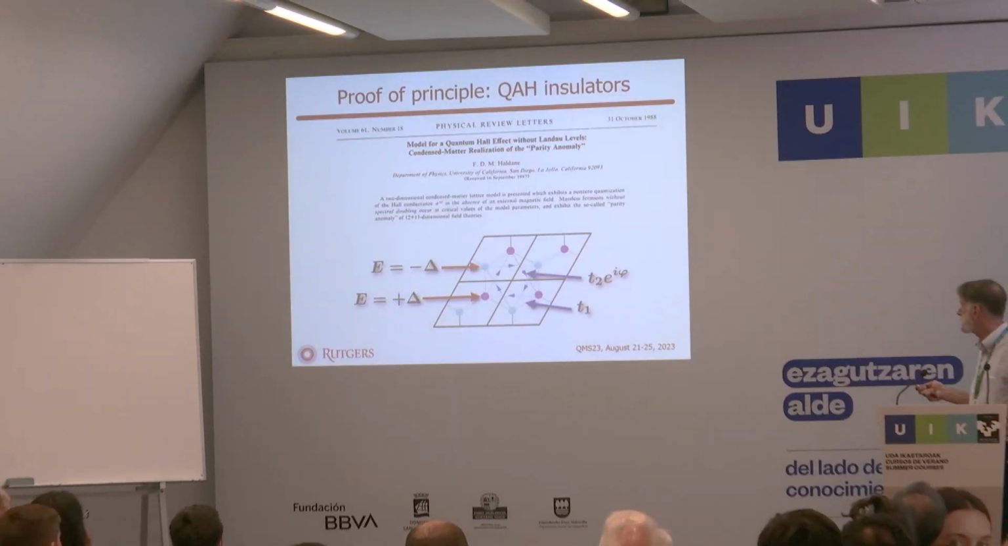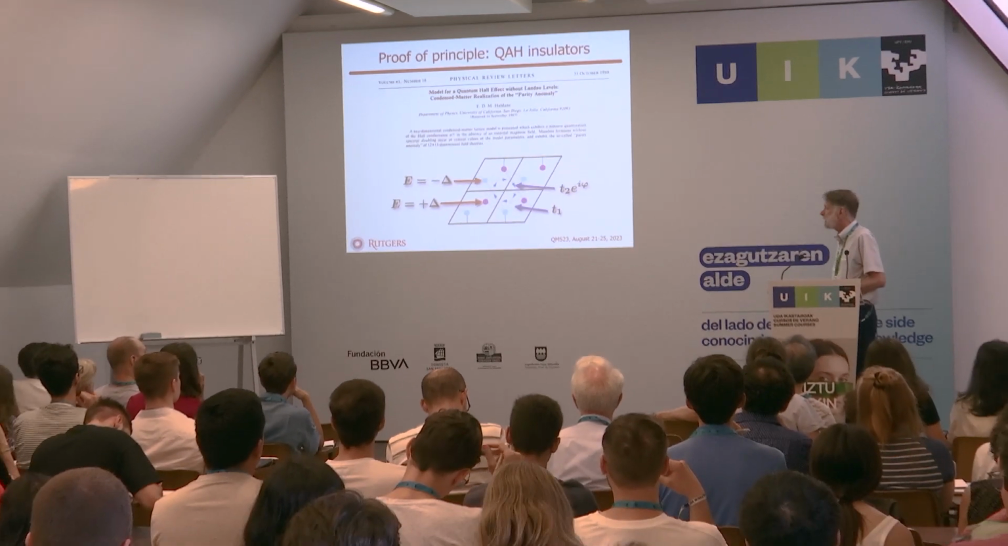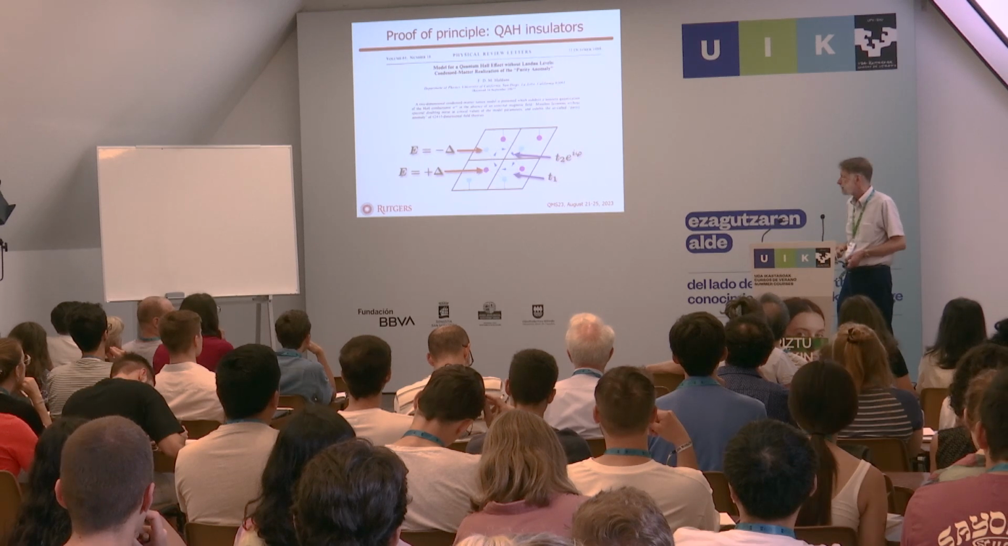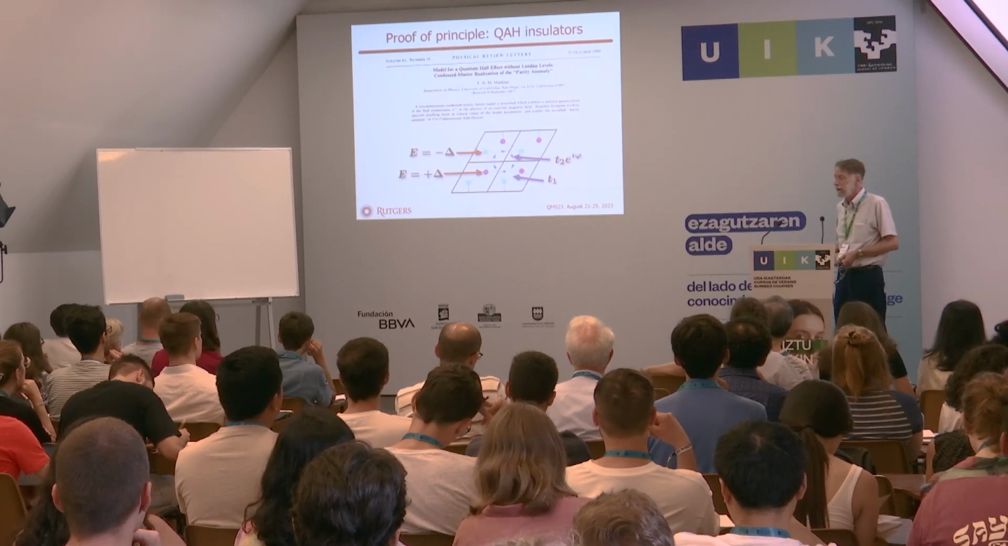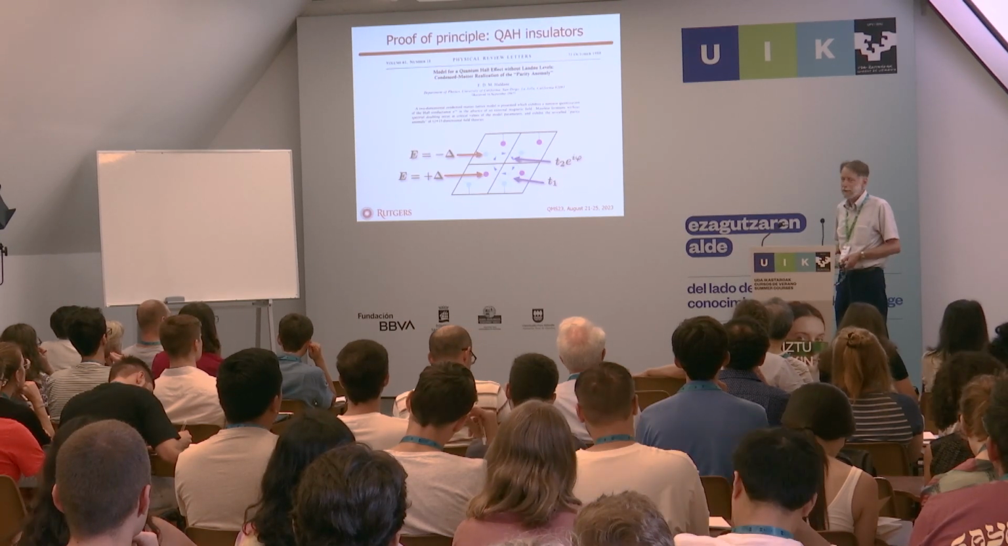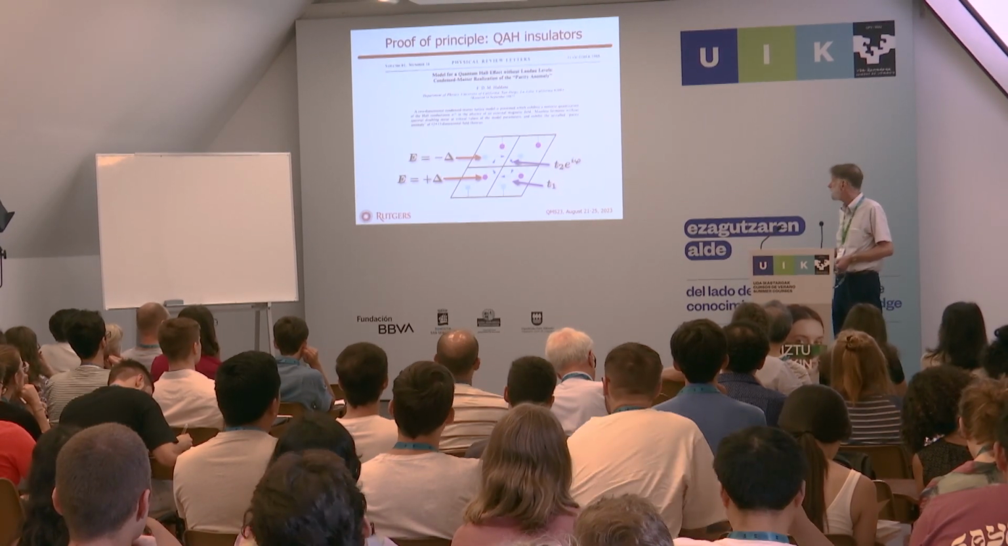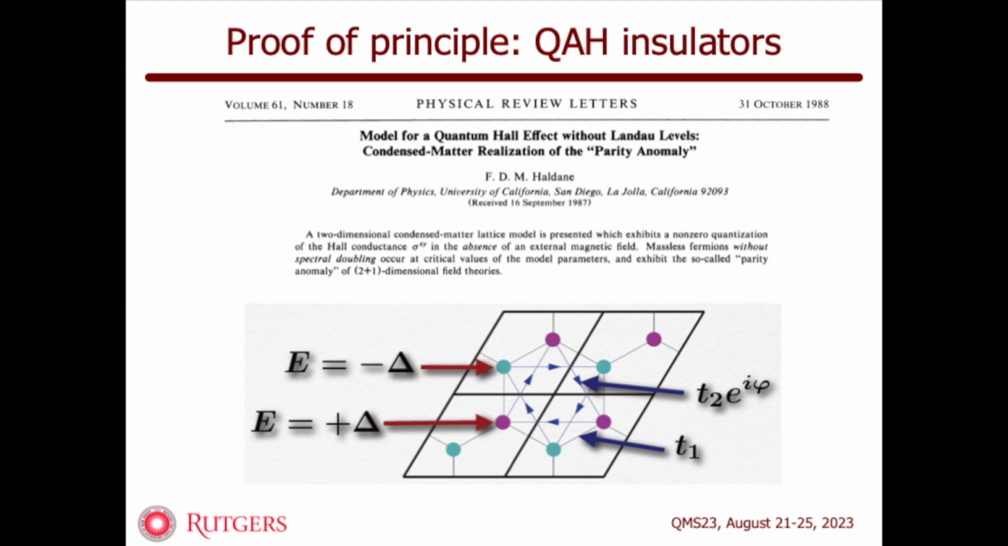This story really goes back to a famous paper of Haldane in 1988, in which he wrote down a tight binding model which realizes the quantum anomalous Hall state. It's a simple model involving a honeycomb lattice with two sites that have site energies delta and minus delta, nearest neighbor real hoppings t1, and second neighbor complex hoppings t2 e^{i phi}, where phi is a phase angle, which is a parameter of the model.